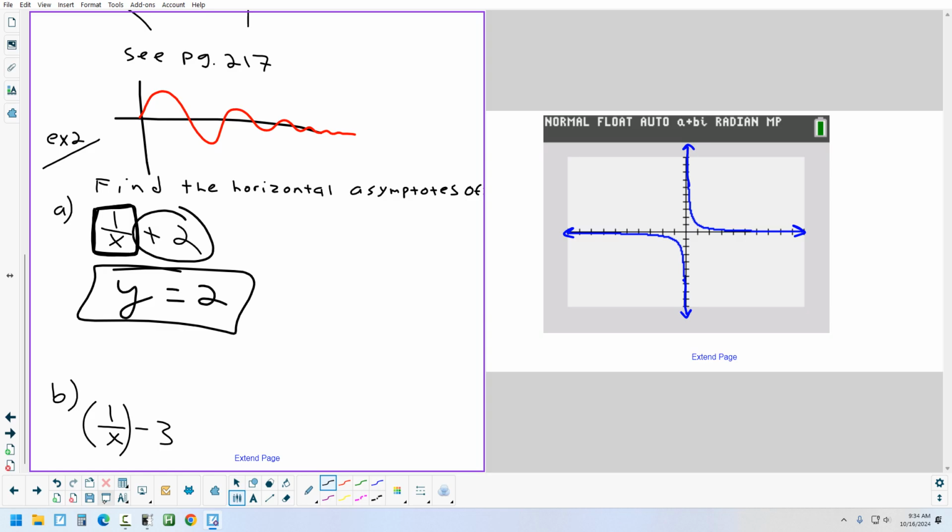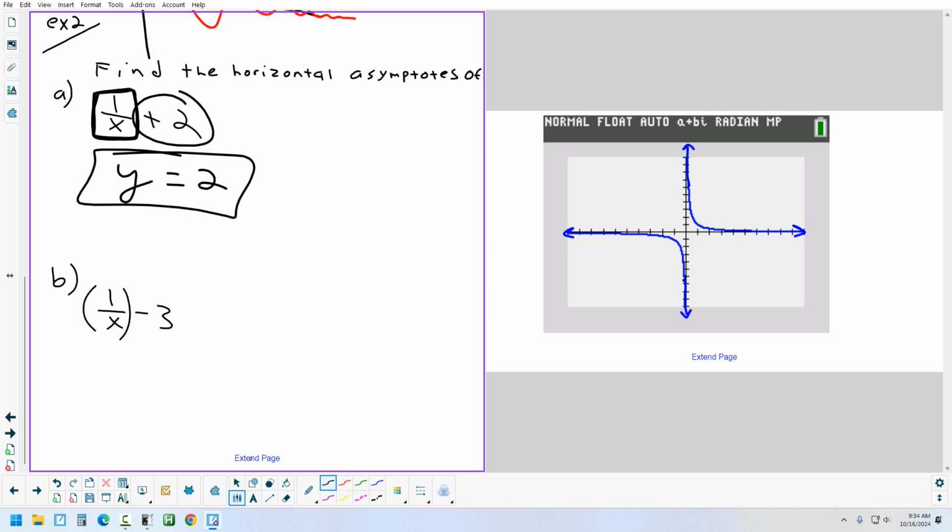How about here? What's going to be my horizontal asymptote for that one?